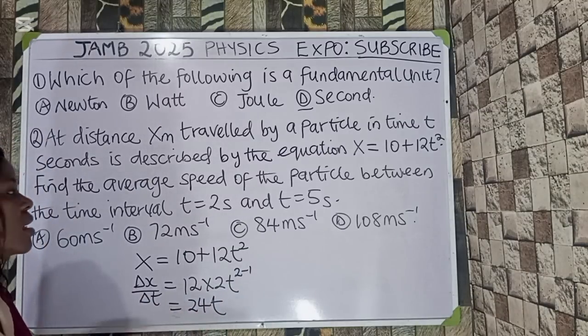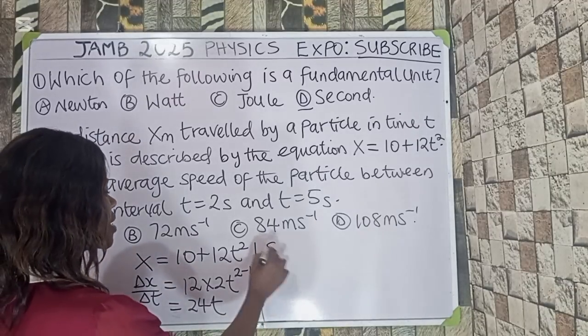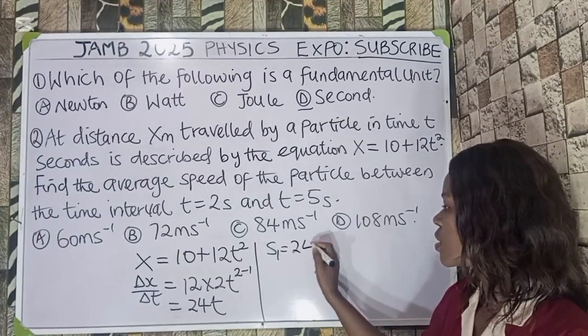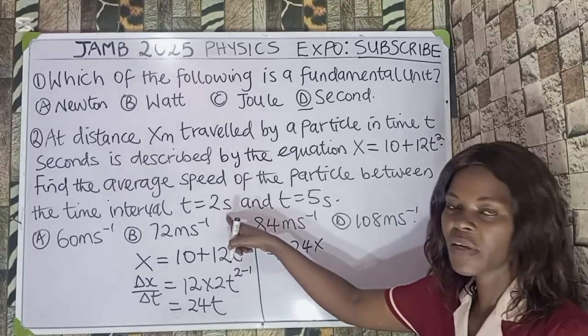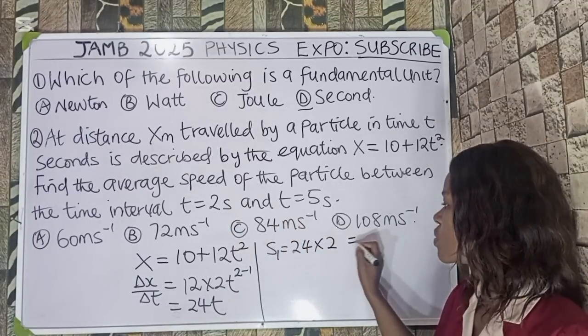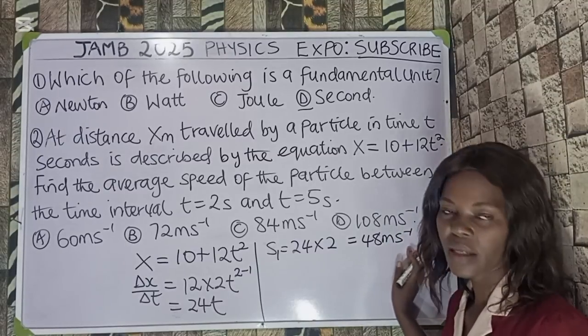Okay? Now we are asked to find the average speed. For us to get the average speed, they gave us different times. So I'm going to get the first speed and equally get the second one. Now let us get the first speed. I will say x1 is equal to 24 times the first time given in this question, which is 2 seconds. So times 2, it's going to give me 48 meters per second.